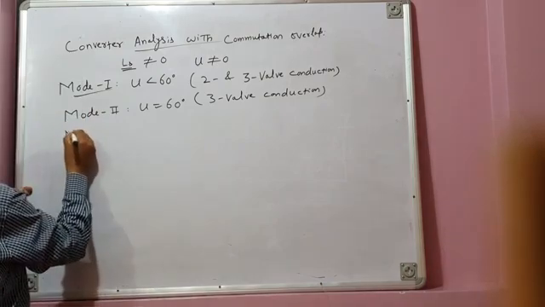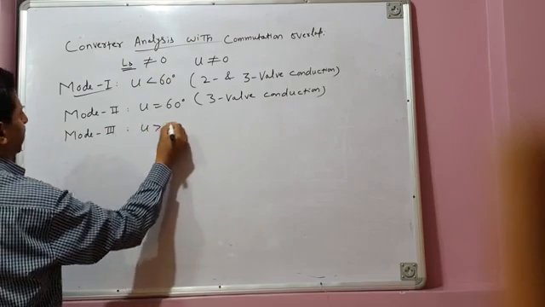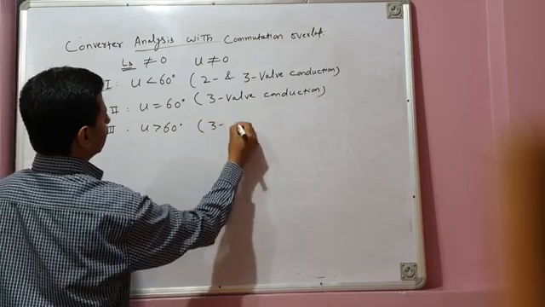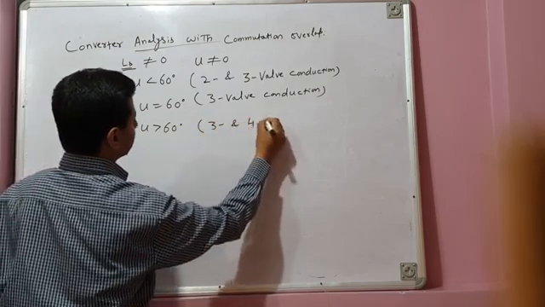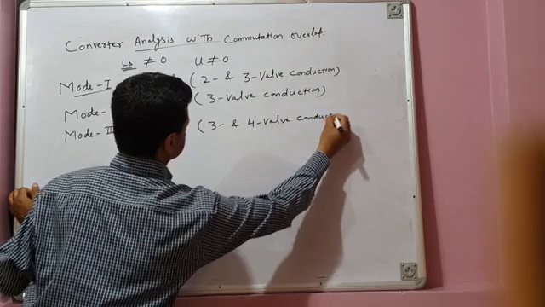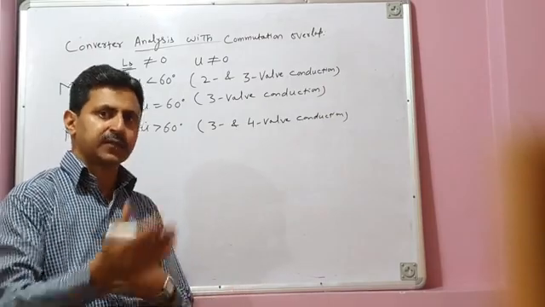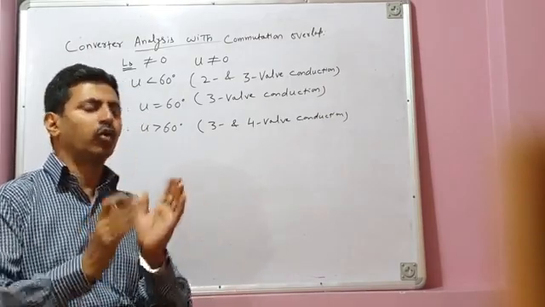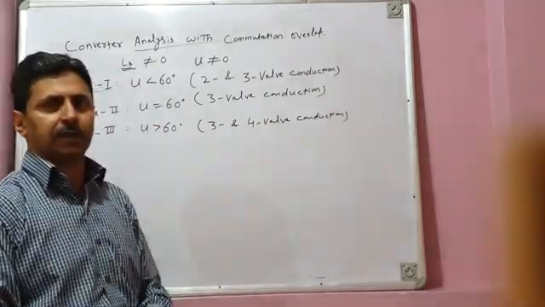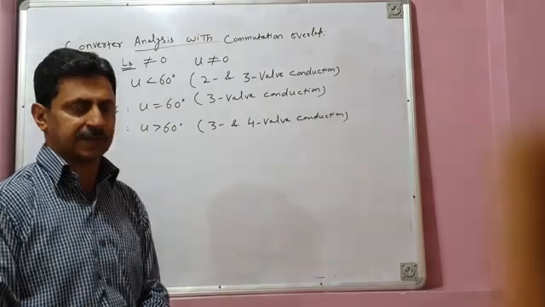And mode 3 is U greater than 60 degrees but less than 120 degrees. So this will give 3 and 4 valve conduction. That means when the converter operates, at a given instant of time, either 3 valves are conducting simultaneously or 4 valves are conducting simultaneously. This situation exists only when U is greater than 60 degrees.